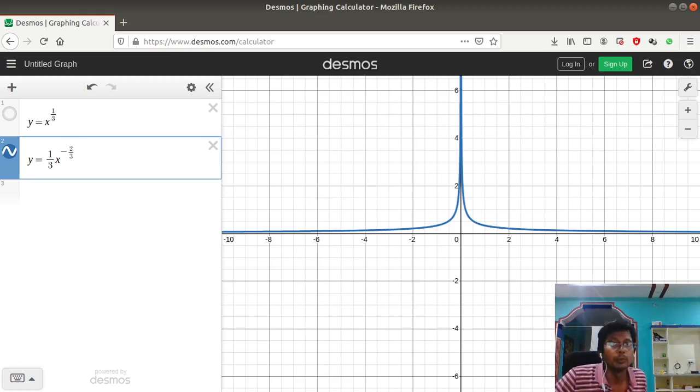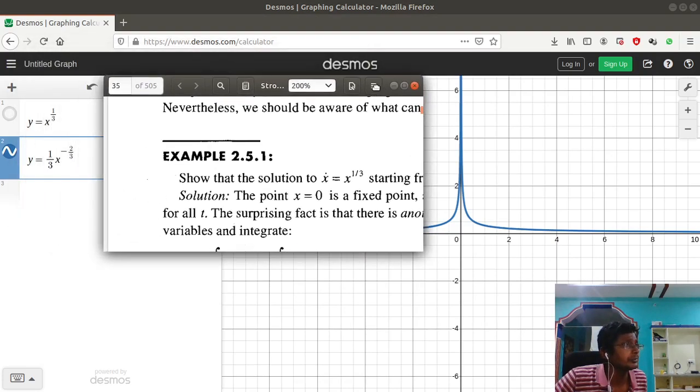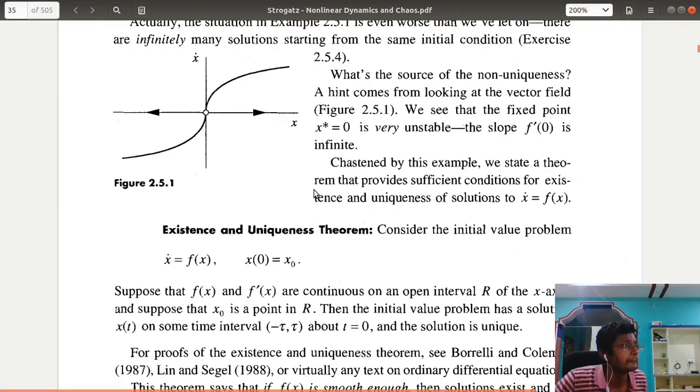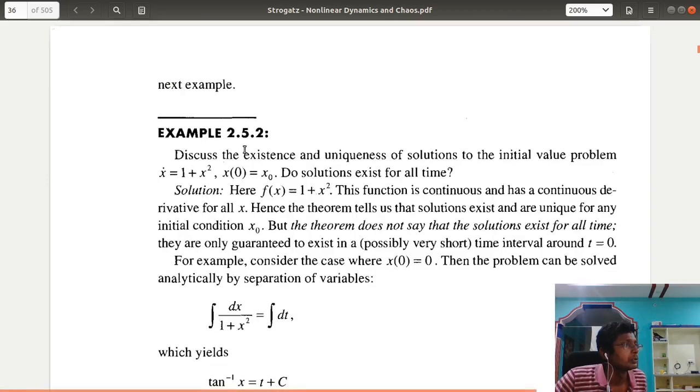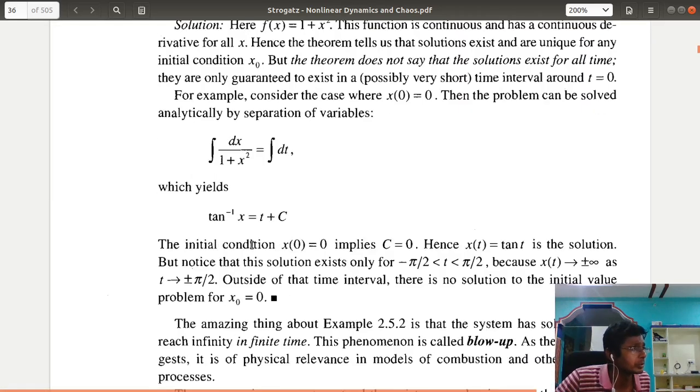In the book, they have given one example related to this existence and uniqueness theorem. They have given one function and asked whether the solution exists and the existing solution is unique for all possible initial values. That's what this example discusses, so you just go through this example.